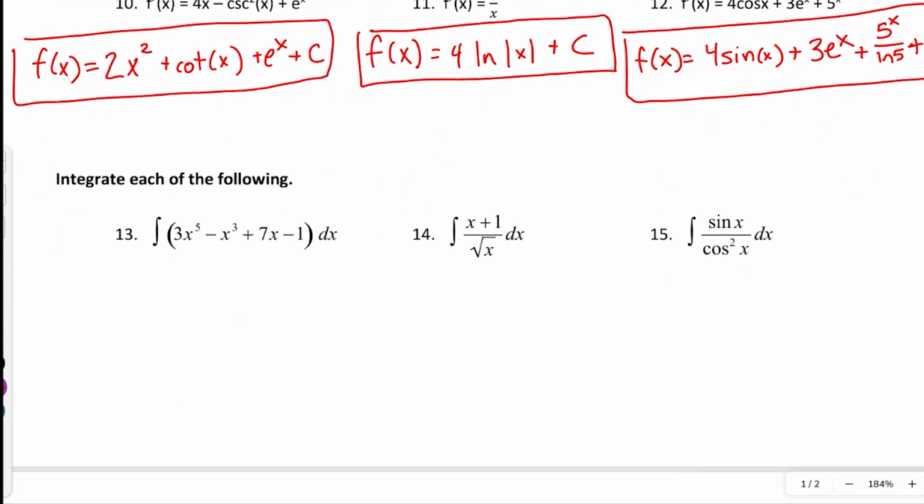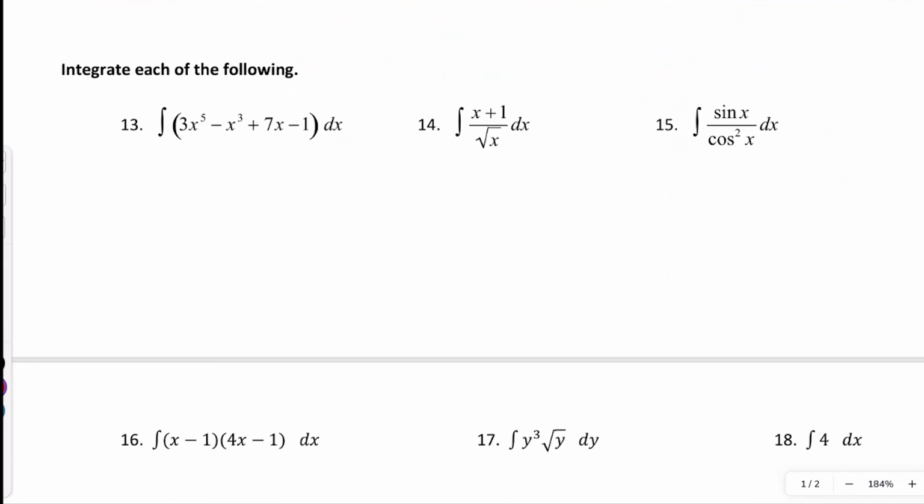All right, number 13. Integrate each of the following. Again, all these problems are basically asking you to do the same thing. You just have to know your integrals decently enough. So let's knock this one out. So this will be x to the 6th, and then 3 divided by 6 is 1/2. So this will be 1/2 x to the 6th.